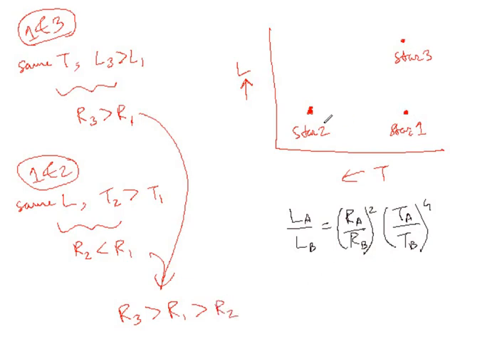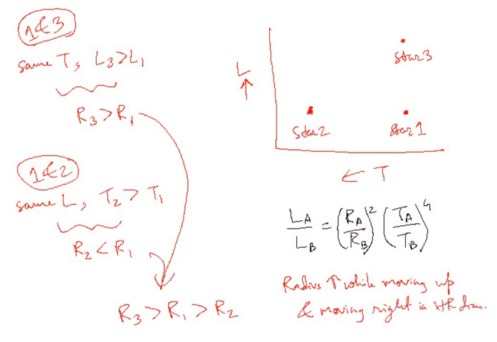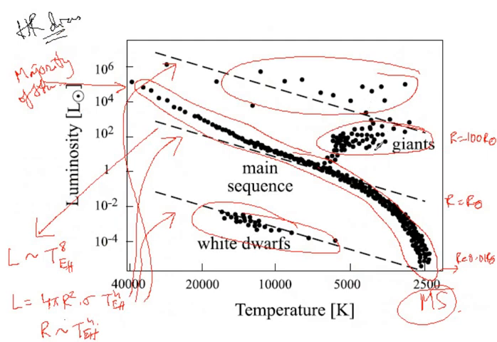R3, R1, R2. This means that radius increases while moving up and moving right in the HR diagram. Okay, you see, such very simple things can be observed very beautifully using this relationship. Okay, now back to our plot, the HR diagram.